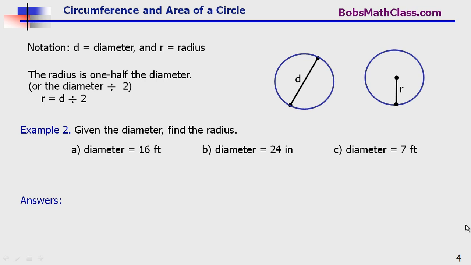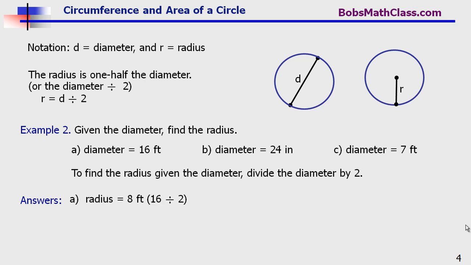So here's A. The diameter is 16 feet. Divide that by 2, what do we get? 8 feet. Part B, the diameter is 24 inches, what's our radius? 12 inches, divided by 2. And C, if the diameter is 7 feet, divide that by 2, 3.5 feet. You have $7 and you have to divide it by 2 people. Each one gets $3.50. So just divide 2 into 7. Put a decimal point after the 7, so it's 7.0. And then you'll get 3.5.